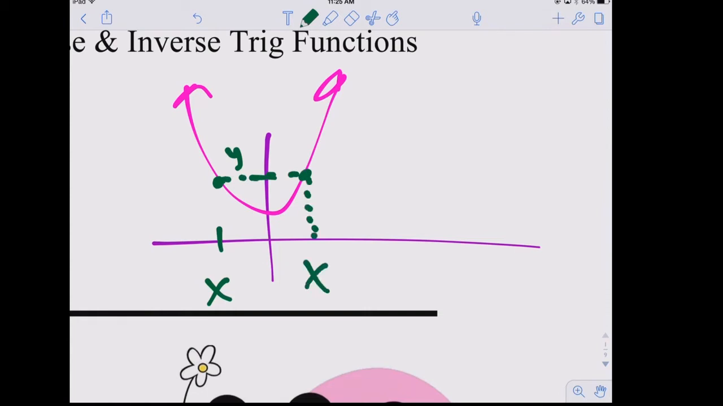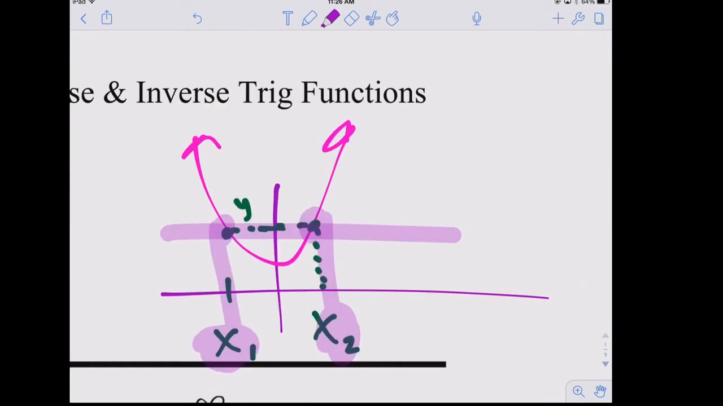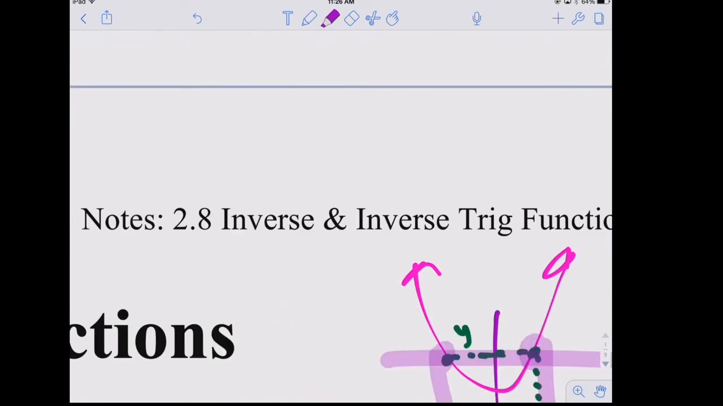We'll call it x sub 1 and x sub 2. This x is faithful to this y, and this x is faithful to that y, but the y is not being faithful. So, in order to be a function, the y's can two-time the x's, but the x's can't two-time the y's. To be 1-to-1, though, a 1-to-1 function is different.